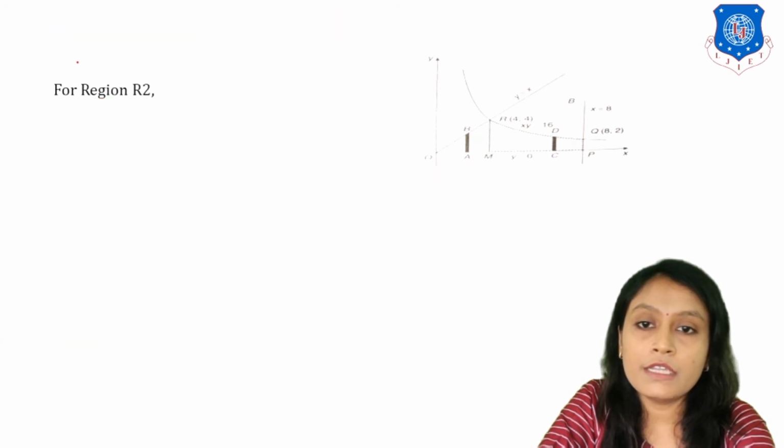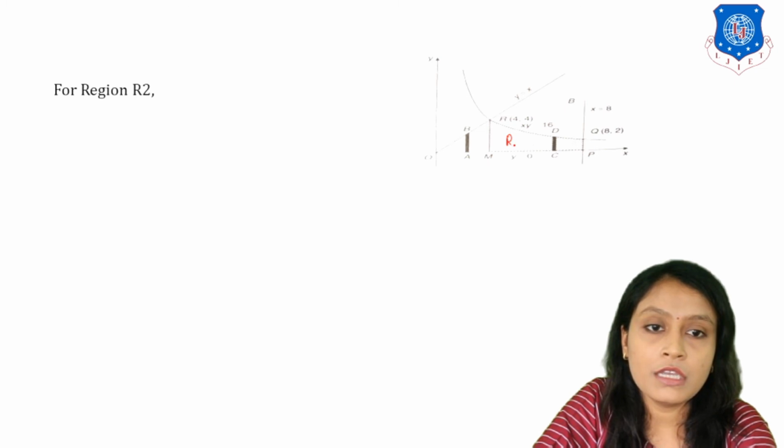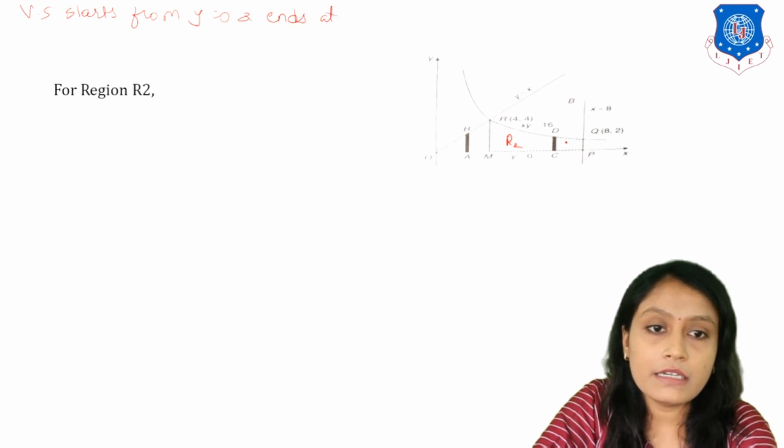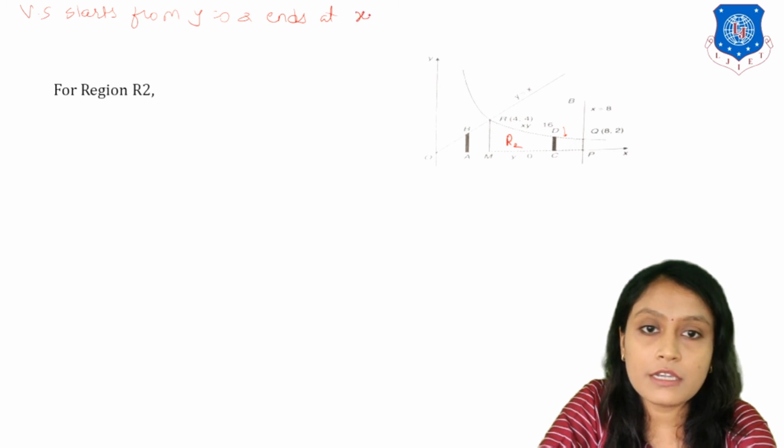Now we will solve the integration for region R2. So this is our region R2. Now we have this vertical strip CD. Okay, so you can see that this vertical strip, it starts from where? It starts from y is equal to 0 and it ends at where? It ends at this. This is what? This is hyperbola xy is equal to 16.